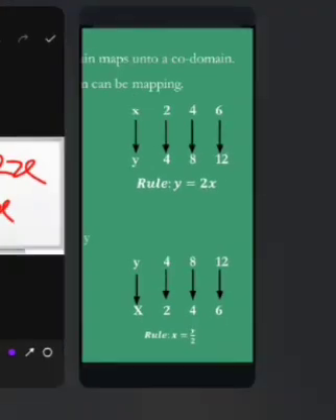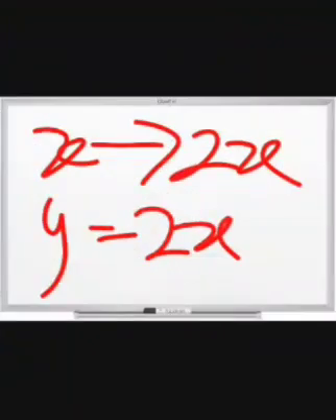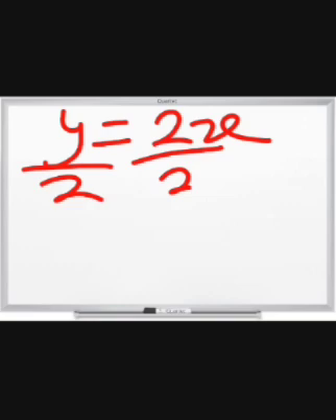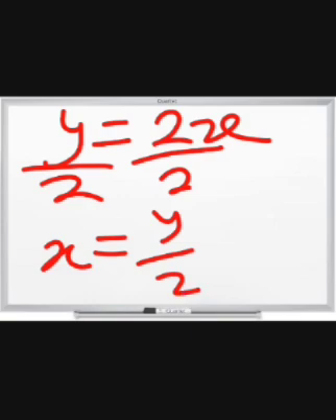So y is equal to 2x. Let's see how it works. If I want the inverse of this, I want to make x the subject. Divide both sides by 2. 2 cancels 2. So we end up getting y over 2. It can also be written out. You just bring the x here. So x is equal to y over 2.